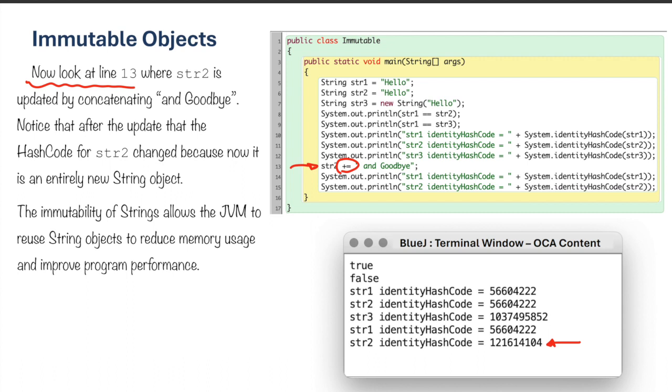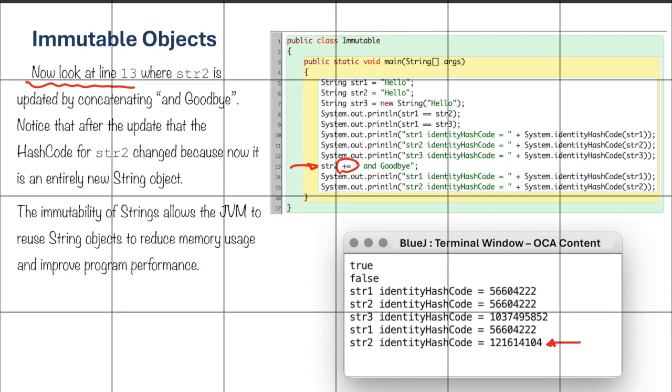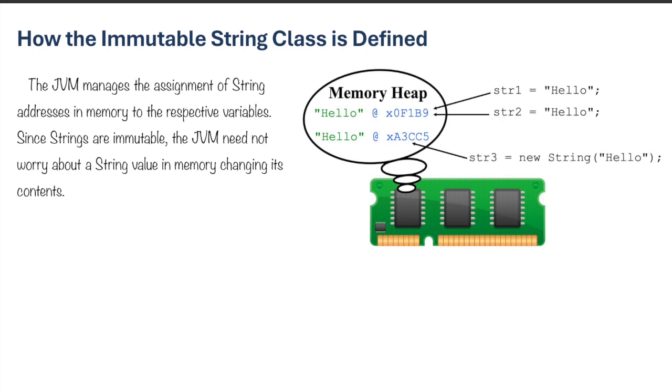Our lesson after the String class will be the StringBuilder class, and those will be strings that you can modify. They are mutable strings. The JVM manages the assignment of string memory addresses to its respective variables, and since strings are immutable, the JVM does not have to worry about the contents of a string changing. This allows it to run more efficiently, without error, without crashing, and that's the purpose of a string. It is an immutable object that holds a sequence of characters.